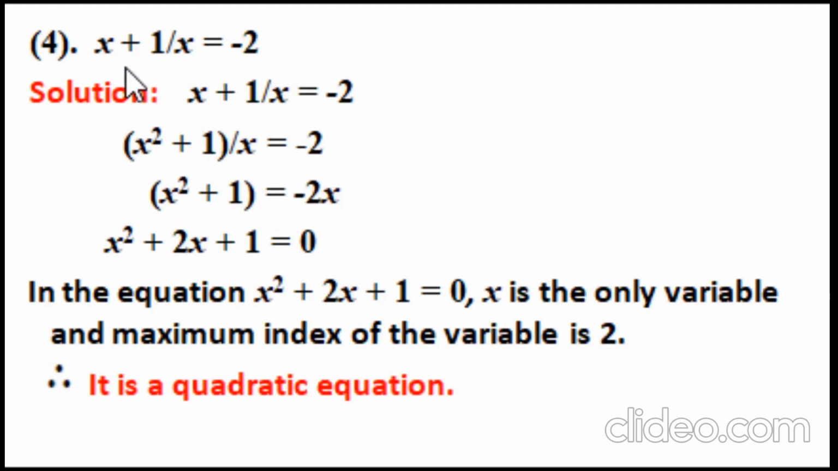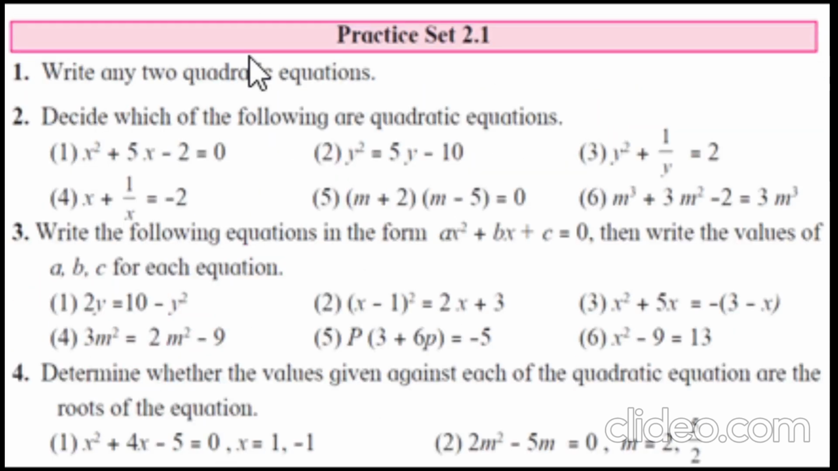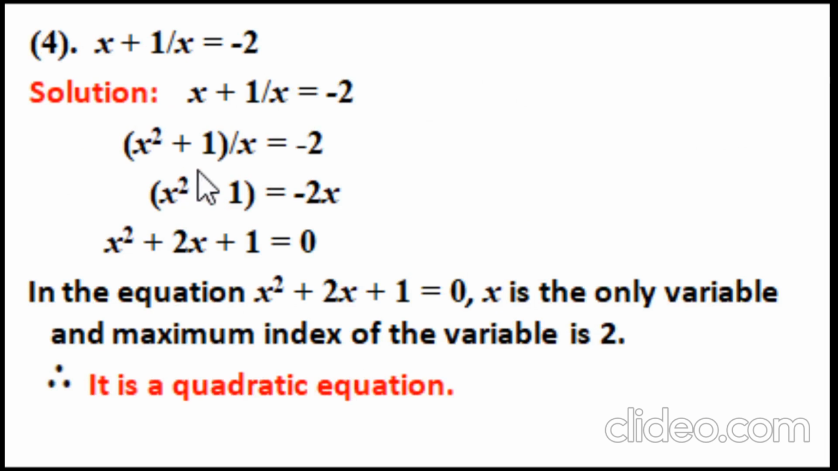Question number 4, x plus 1 upon x is equal to minus 2. This one. If we solve this, we get x into x, x square, and x into minus 2, minus 2x here. So by solving this, we get x square plus 2x plus 1 is equal to 0. In this equation, x is the only variable and the maximum index of the variable is 2. Therefore it is a quadratic equation.